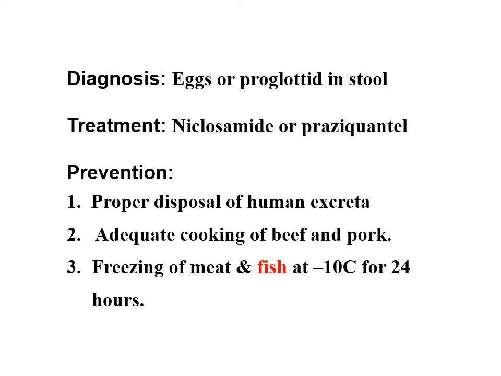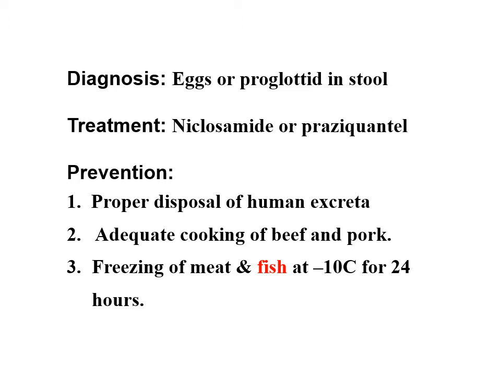Diagnosis of adult worm infection is usually by seeing the eggs or proglottids in the stool of the patient. And for treatment, traditionally there is what is known as niclosamide. However, recently praziquantel, which has been developed as the treatment of all flukes, is also found to be effective against tapeworm infection. So precisely for treatment, traditionally niclosamide is the drug of choice, but now niclosamide and praziquantel both could be used, each one could be used for treatment.